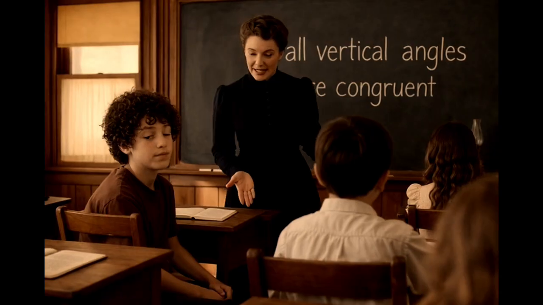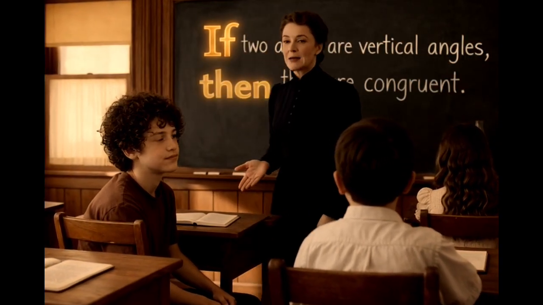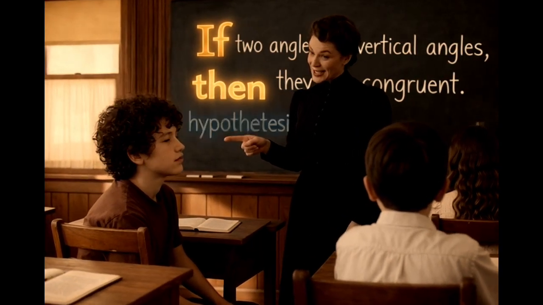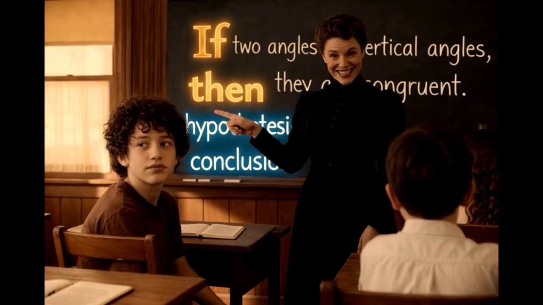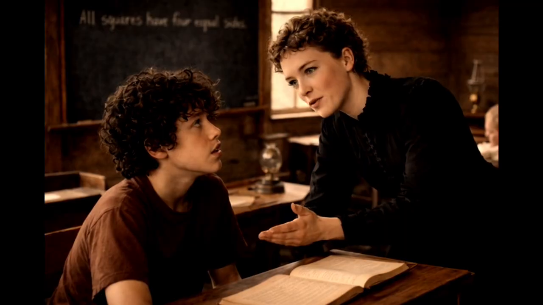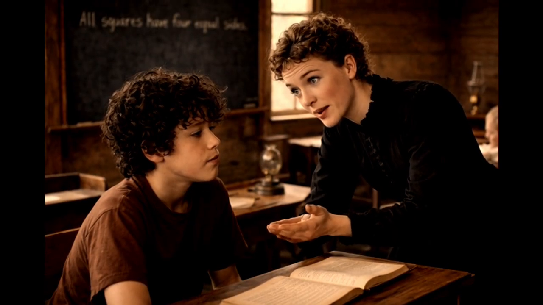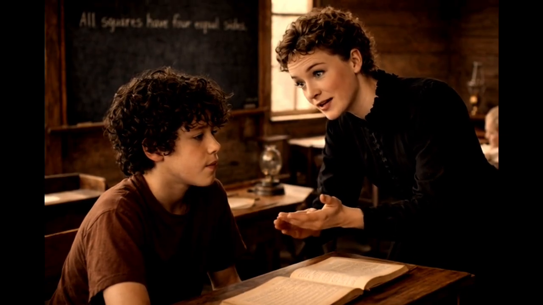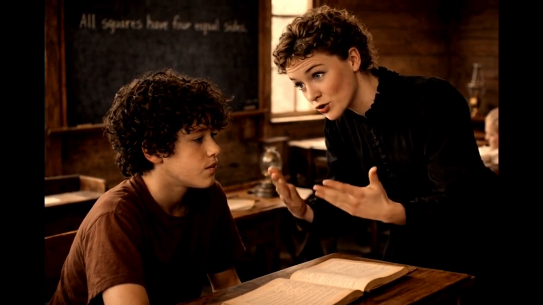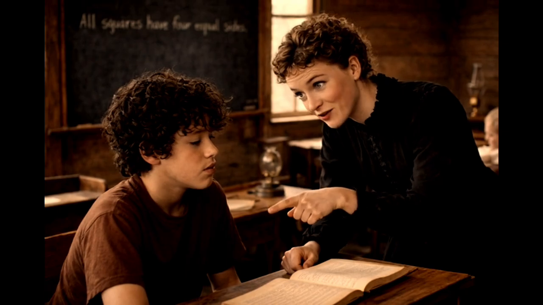Yes, now we have translated the original statement into a conditional statement. If 2 angles are vertical angles, then they are congruent. The first part is the hypothesis. The second part is the conclusion. Remember the pattern. All A are B becomes, if something is A, then it is B. Find the group, find what is true about it, then build your sentence carefully.